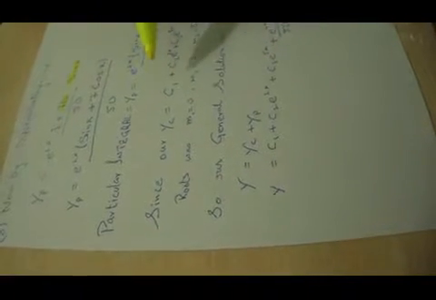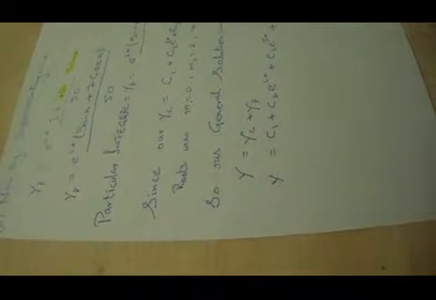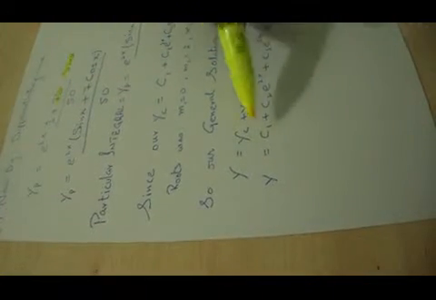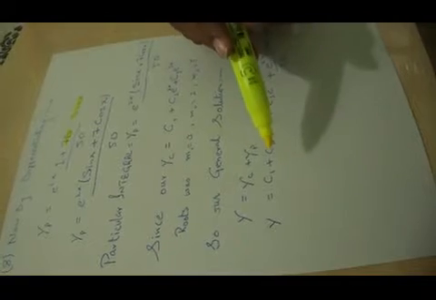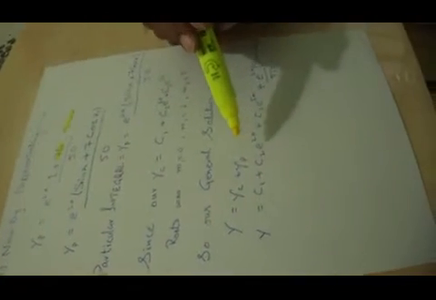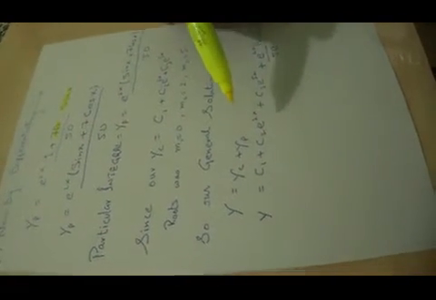Since we know that our yc is equal to c1 plus c2 e^(2x) plus c3 e^(5x), therefore we write our general solution as y is equal to yc plus yp. Our answer should be y is equal to c1 plus c2 e^(2x) plus c3 e^(5x) plus e^(2x) upon 50 (sin x plus 7 cos x).